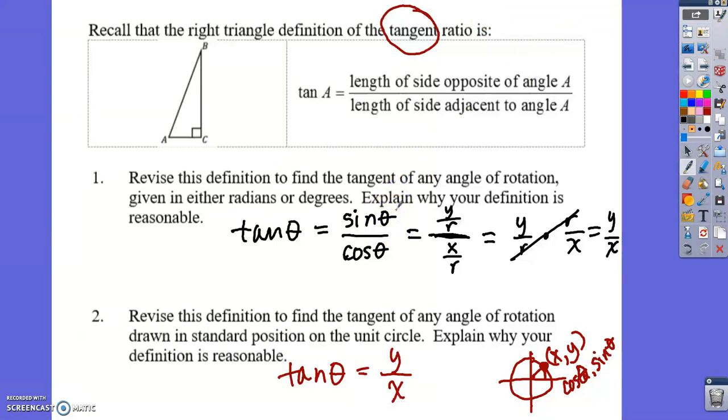So you'll notice the radius is not in our tangent definition, unlike with both sine and cosine, where the radius comes into play. It doesn't matter what the radius is for tangent. It disappears. The radius has nothing to do with the tangent of an angle.